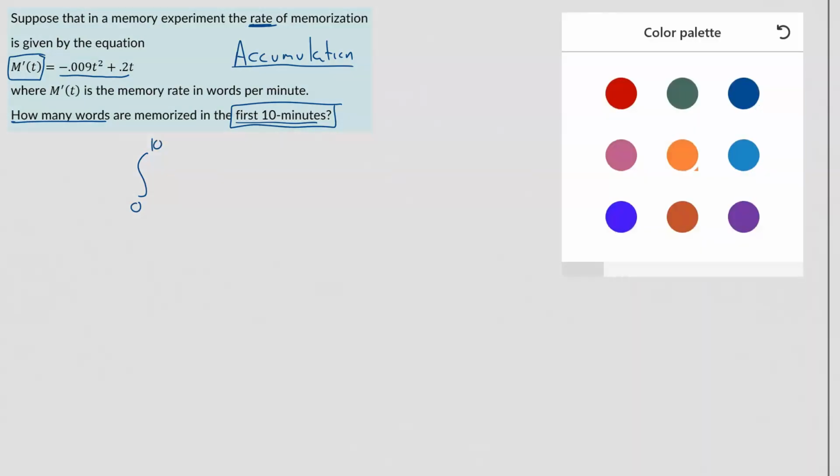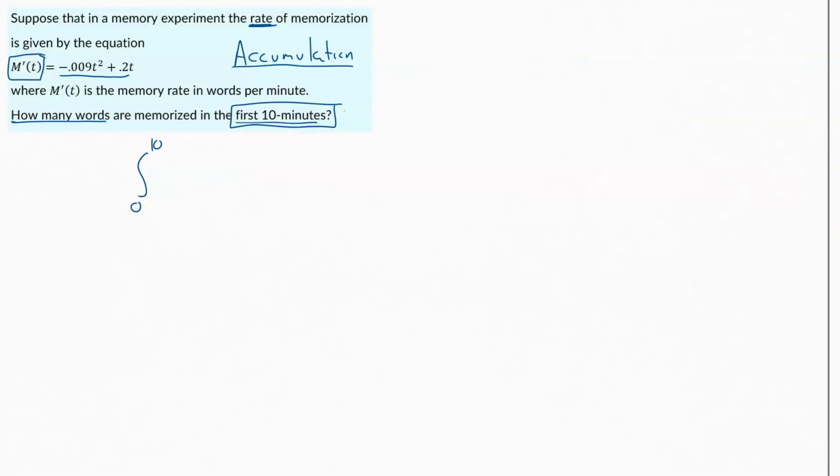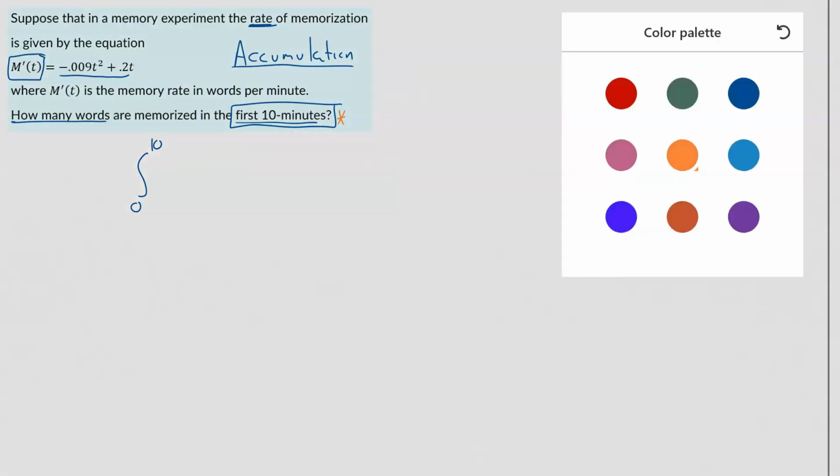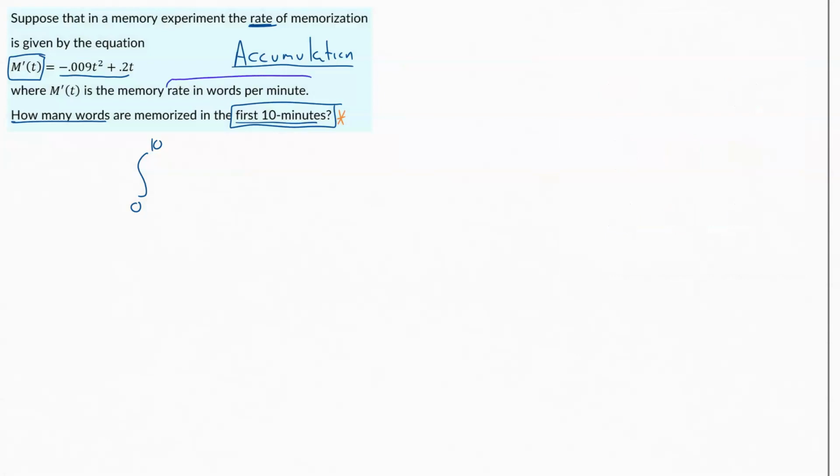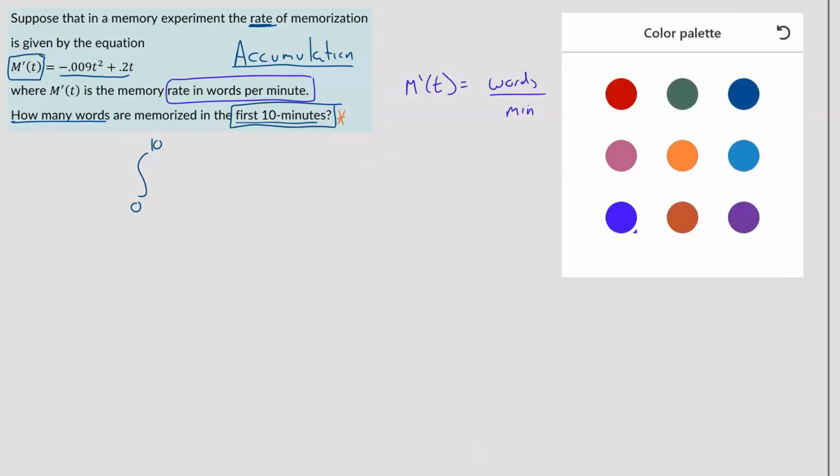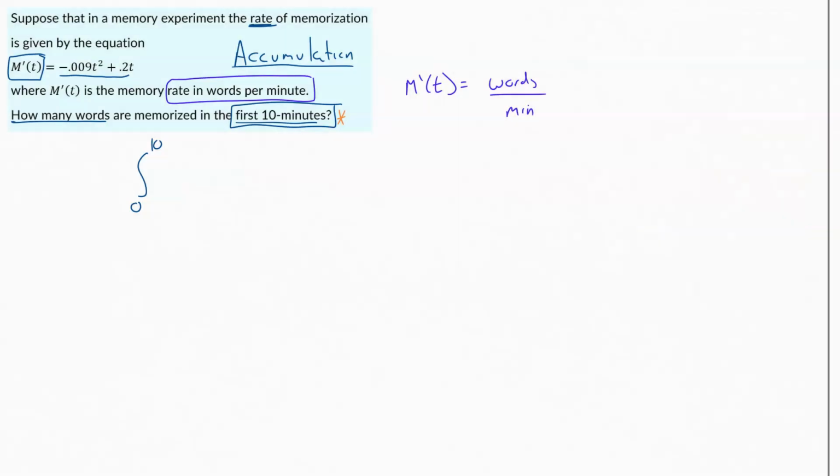You've got to stop at this point when you start getting into the units and make sure your units are matching up to be what you want them to be. So they're giving us minutes. That's 0 to 10 right there. But then our rate, our derivative piece, is talking to us about words per minute. So what we know is our M prime of t is words per minute. And then what we're going to be multiplying that by is our dx in this situation, our dt right now, which is just going to be minutes.